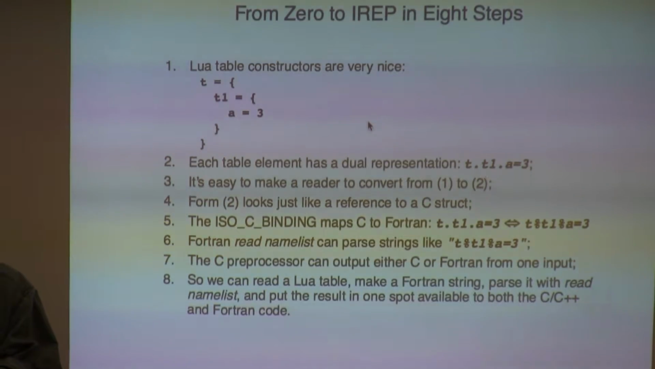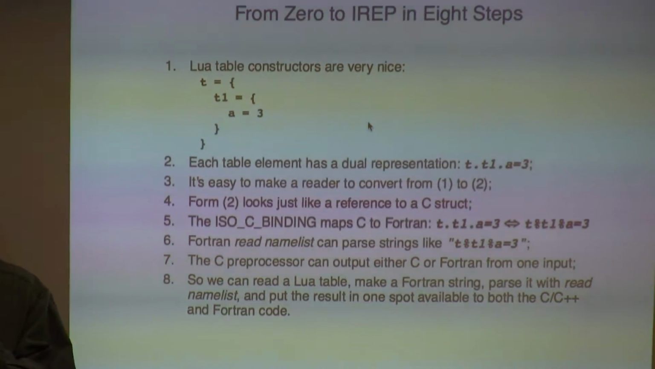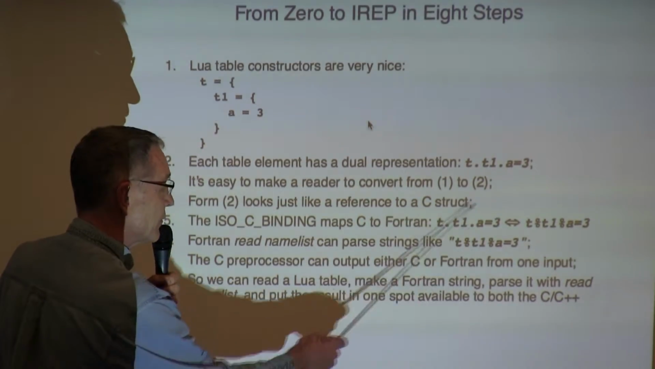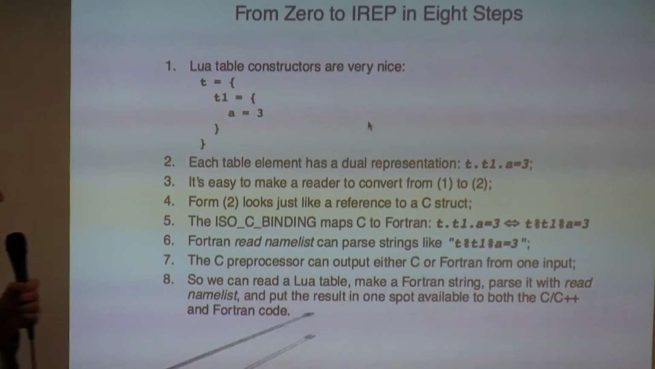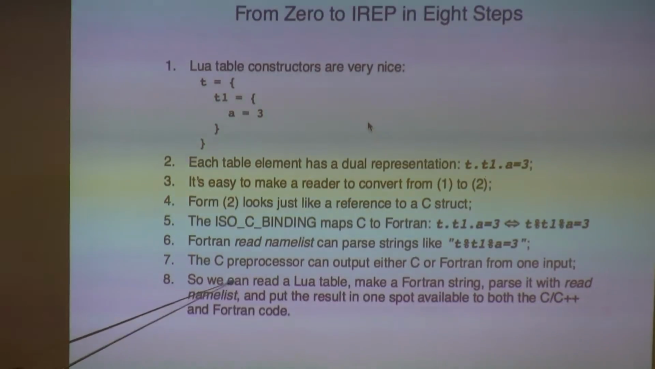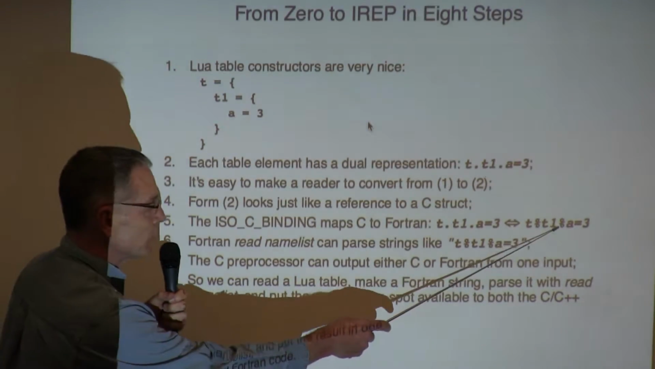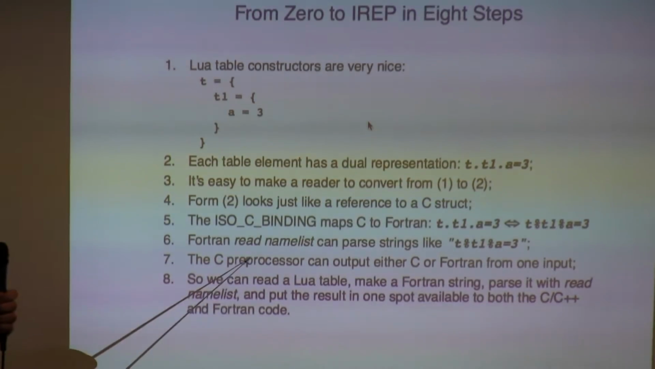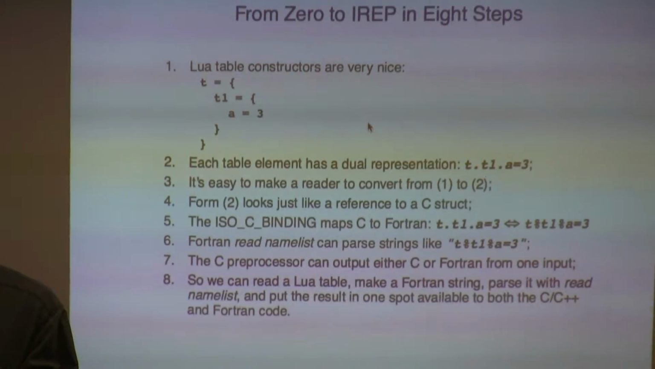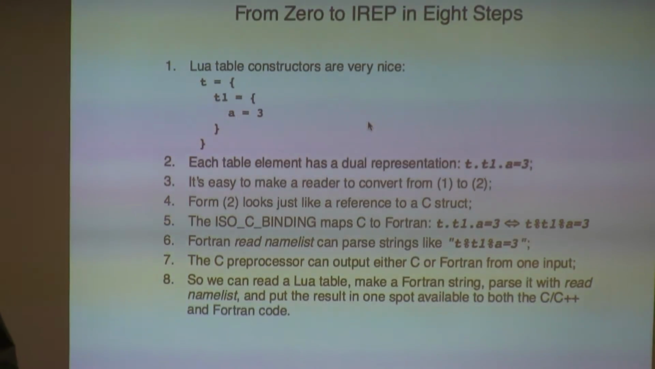Think about what you need to do that in C. Okay, that one's kind of a big hop, but not really. Not when you know what you're looking for. The C preprocessor can output either this form or this form from a single input. So at the end, we say we can read the table, turn it into a Fortran string, parse it with read name list, stuff the result into a single spot so that both C and Fortran host codes can see the values. 8 little hops. Onward.